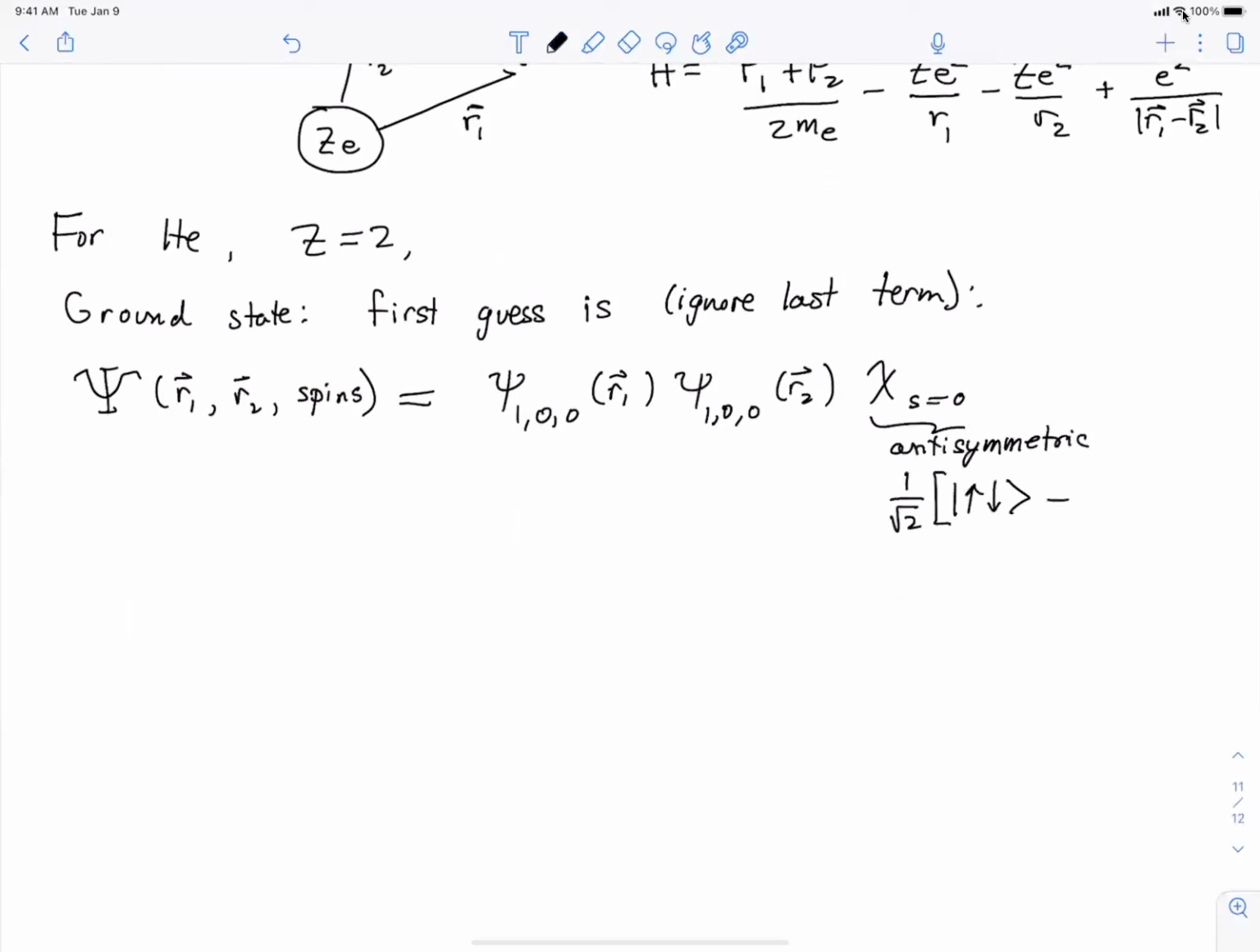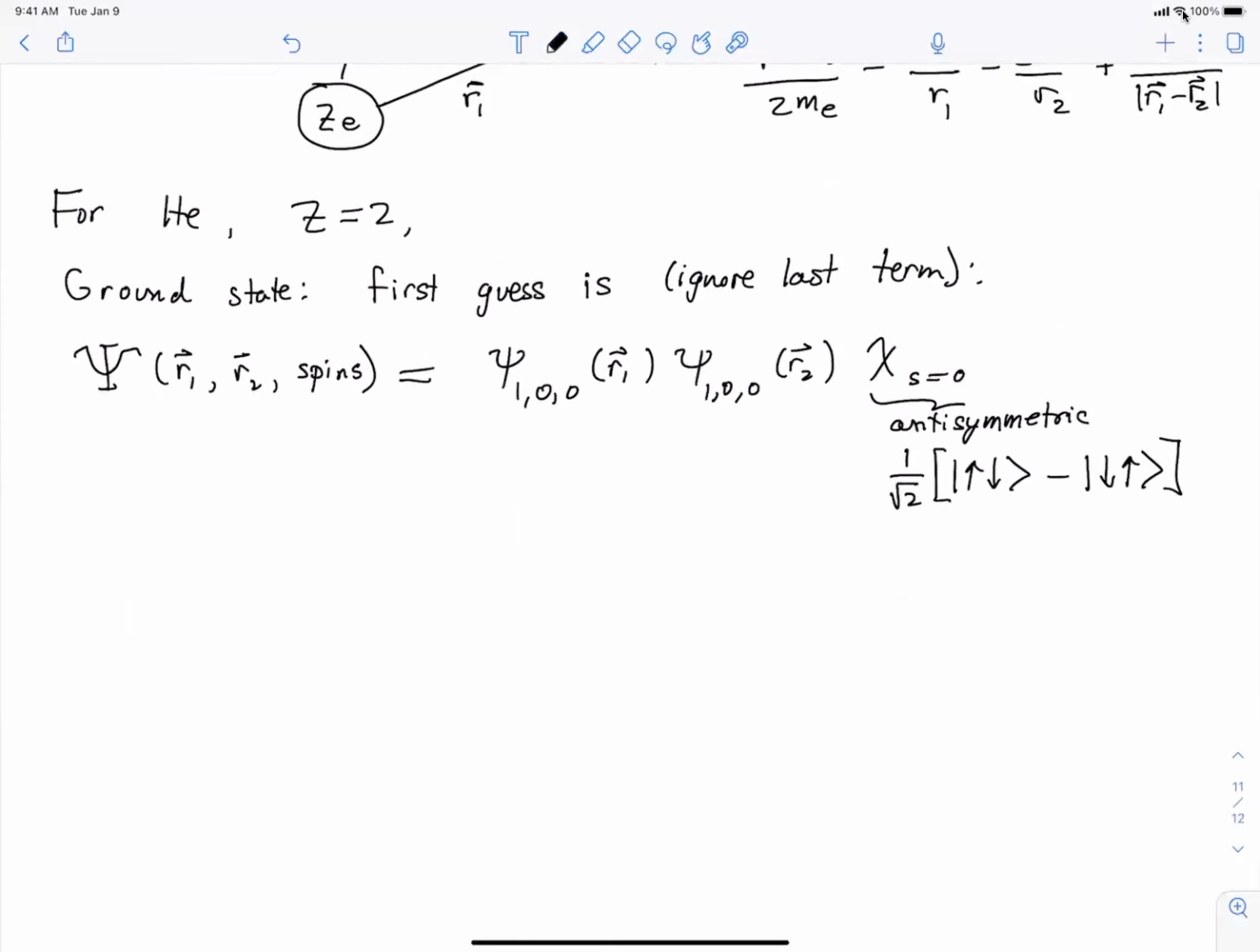Okay, we take the difference between up, down, and down, up with the 1/√2 for normalization. That's anti-symmetric, which leaves this part free to be symmetric because we're talking about identical fermions. And we've built it as our first guess out of hydrogen-like ion states. So each electron in this just ignored the other electron to start with.